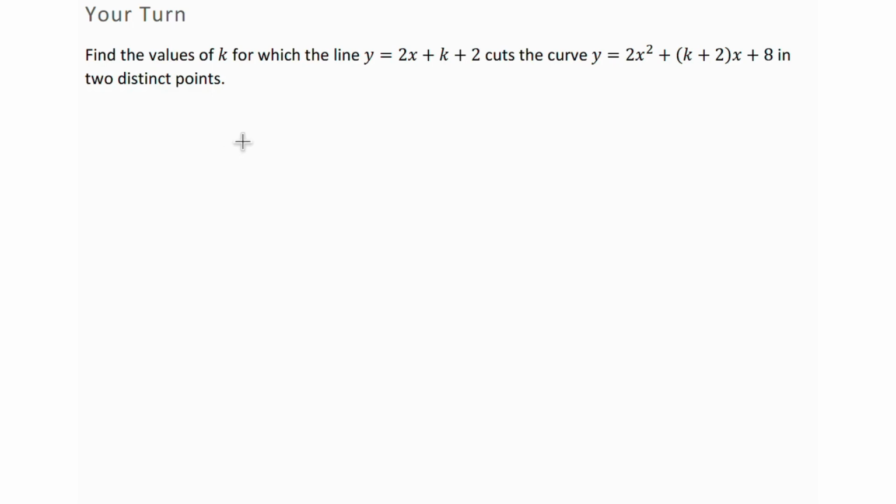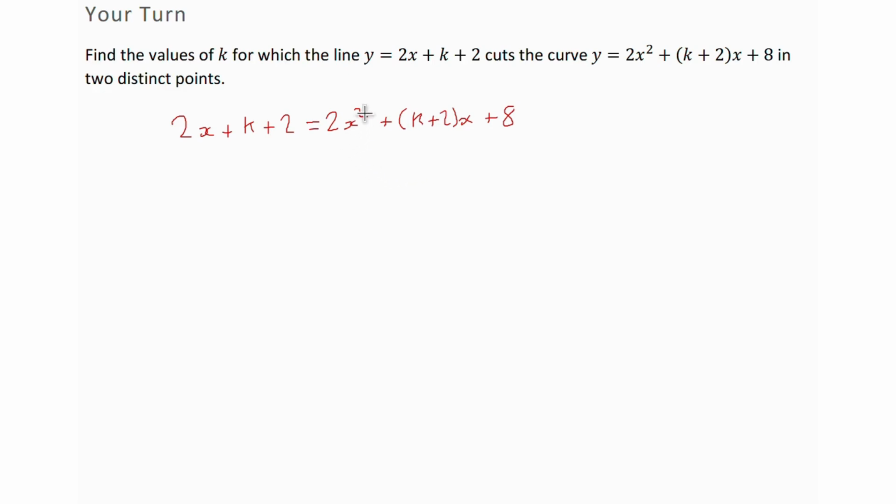Find the values of k for which this line cuts this curve in two distinct points. So first of all, given that these are intersecting, we need to find where they intersect, which is solving these equations simultaneously. To do that, given that they're both equal to y, we're going to put them equal to each other. So 2x plus k plus 2 is equal to 2x squared plus k plus 2x plus 8.